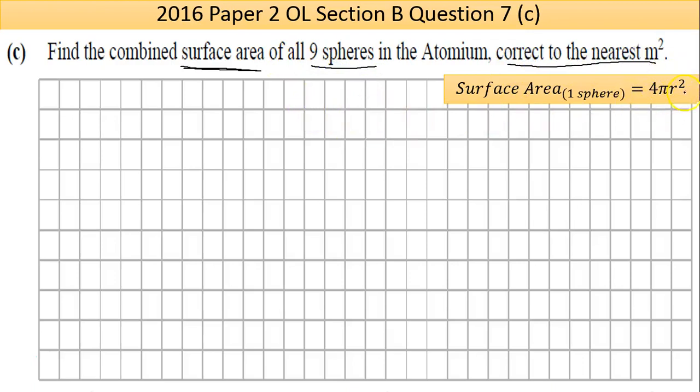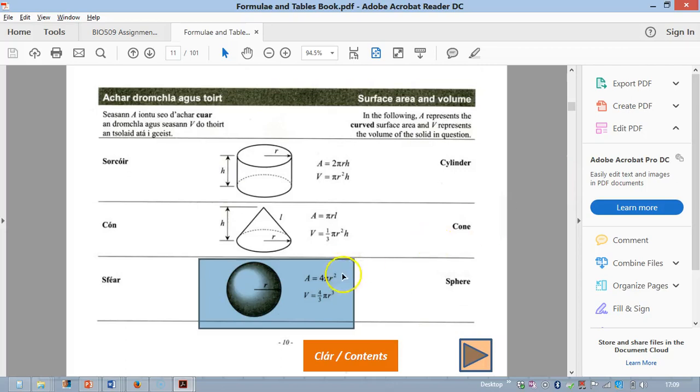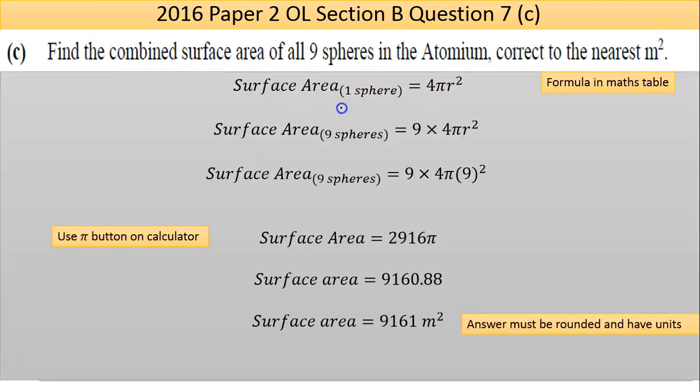Now the formula built in here, I've taken it from the maths tables, but again I can flick back to the maths tables. You'll find surface area of a sphere, the formula just here on top. Okay. Now I know that the radius of those spheres is 9. I know that pi is pi, so it's the pi button. So I can just throw them directly into the formula. There's nothing strange going on here.